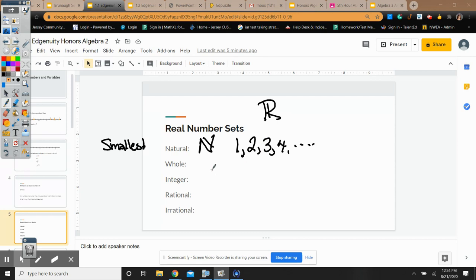It makes sense to most people. If you ask a small child about the number 0, that is kind of confusing. If you have a basket and you say, how many balls are in this basket? And there's no balls in there, that is very confusing to the kid because they don't know how to count it. It's not natural. Now, the whole numbers are a little bit bigger than the natural numbers.